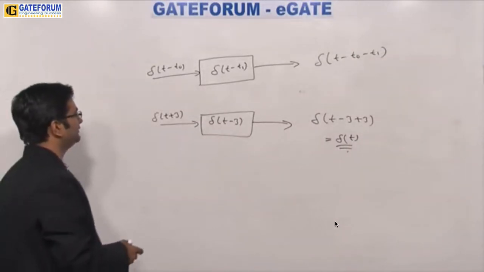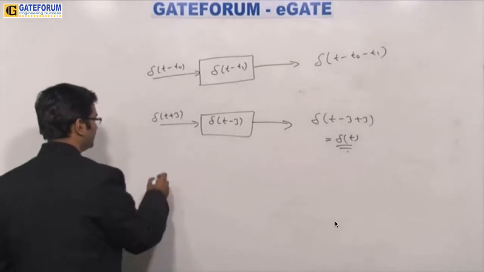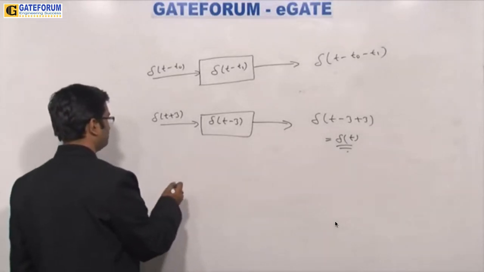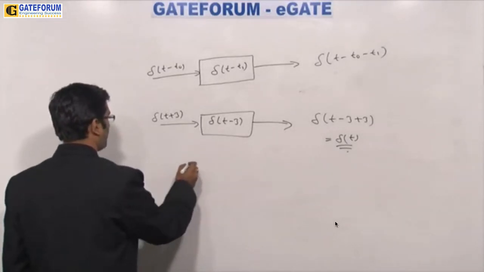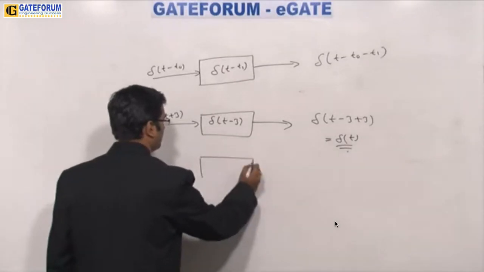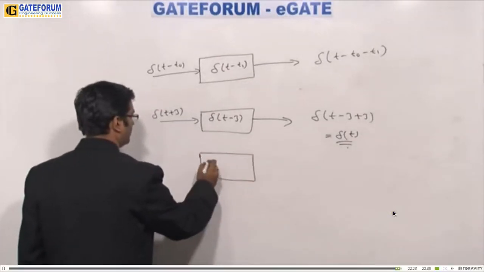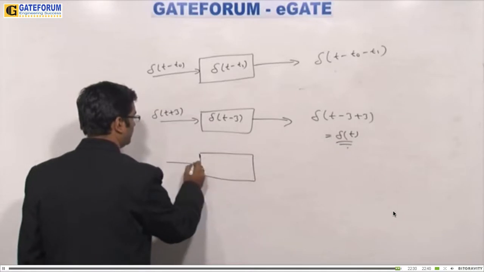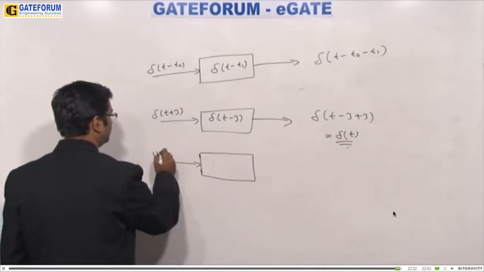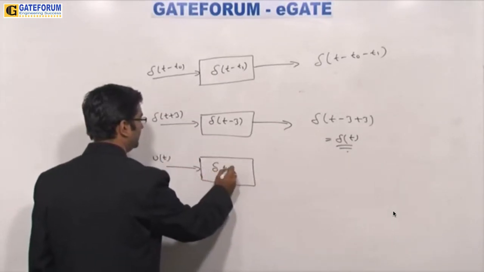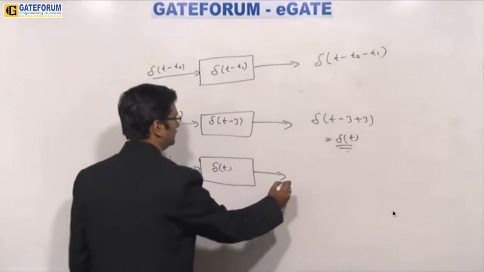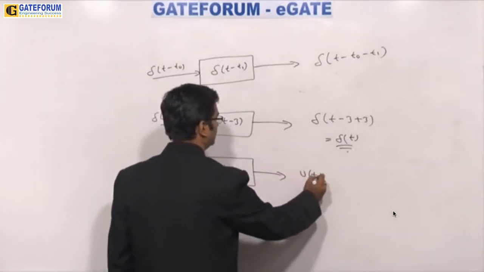What happens when u(t) is the input and delta(t) is the system response? You will get this as u(t).